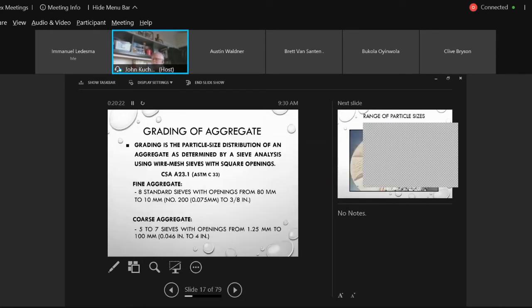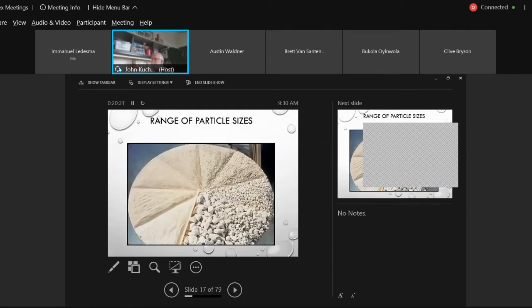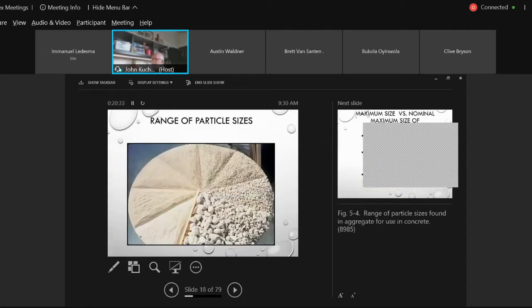Grading, okay, we know you use 5 to 7 coarse sieves for coarse aggregate and about 8, roughly, for the fine aggregate. And there's the range of particle sizes. You can see that if you sieved a 20 millimeter nominal size aggregate, you would get a breakdown all the way down to your 160, I should say, and then 0.08.